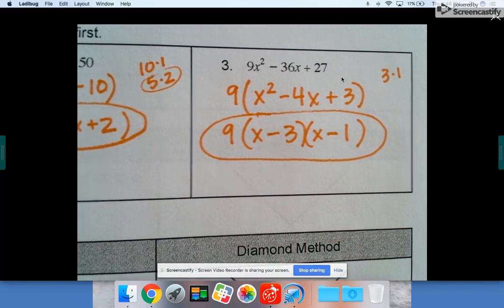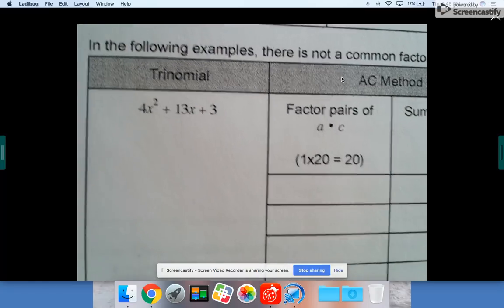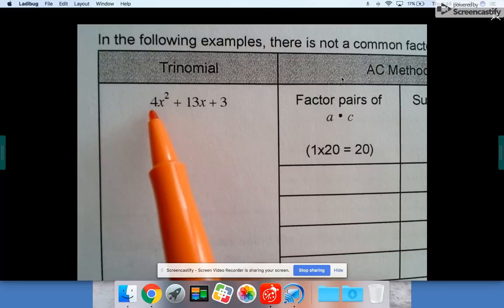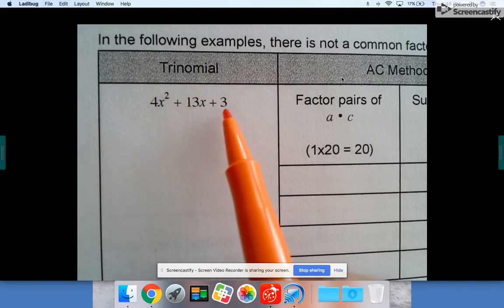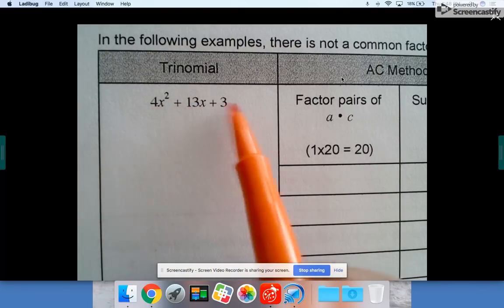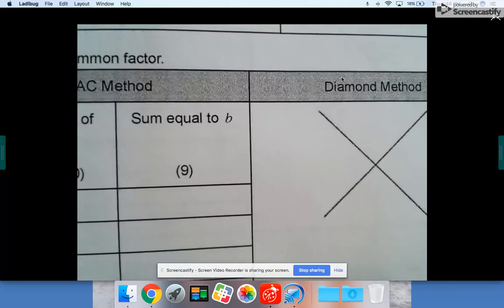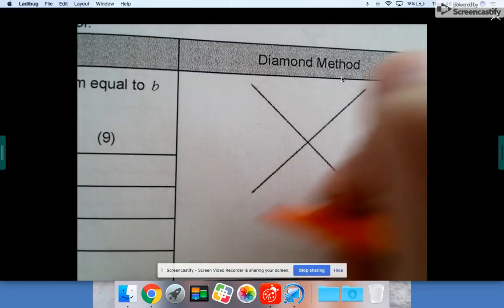All right, let's take a look at the next one. The next one is a different leading coefficient than 1, but we can't pull anything out. There are no greatest common factors here. So we're going to have to do this one a different way. I'm going to show you the diamond method for part of it, and then I'm going to branch off and show you a different way for the rest.